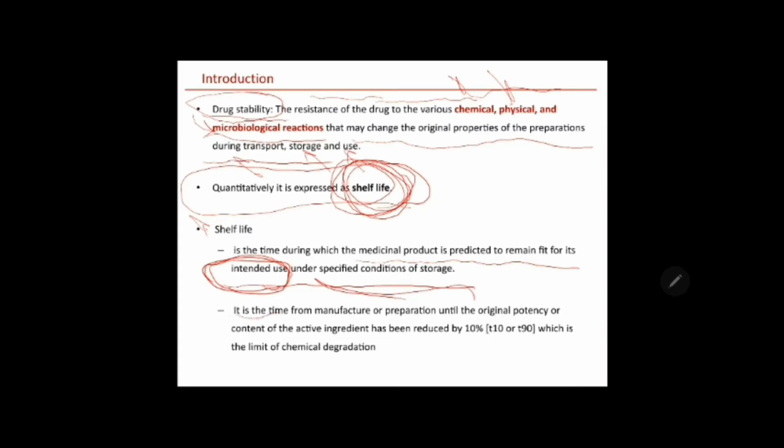Or it's the time from manufacture or preparation until original potency or content of the active ingredient has been reduced by 10%, which is the limit of chemical degradation. So here is the intended thing that we talked about. Generally, as a general rule, in pharmaceutical applications, we call shelf life the time by which 10% of the effect of the drug has been reduced.